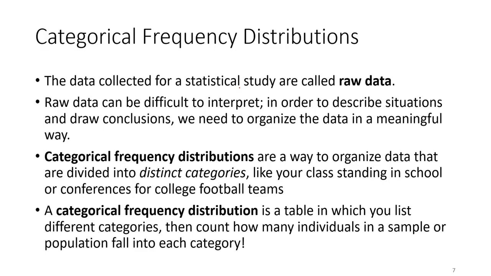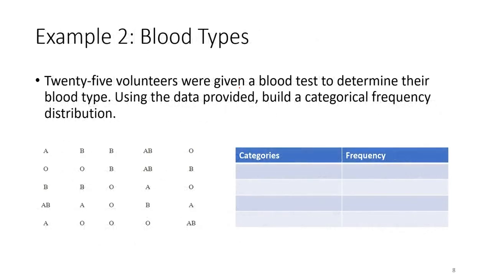like your class standing in school or conferences for college football teams. A categorical frequency distribution is just a table where you list the different categories and then show how many individuals in a sample fall into that category. So 25 volunteers are given a blood test to determine their blood type. So here we want to build a categorical frequency distribution.